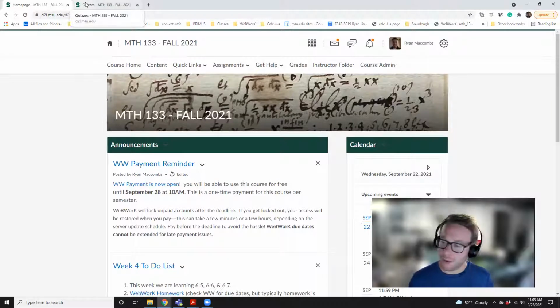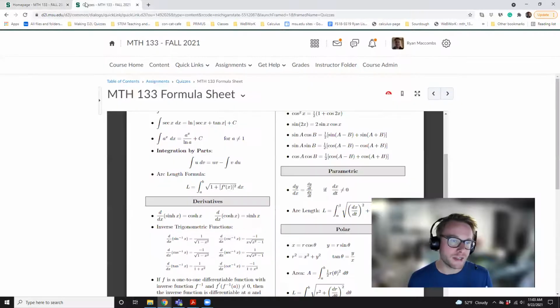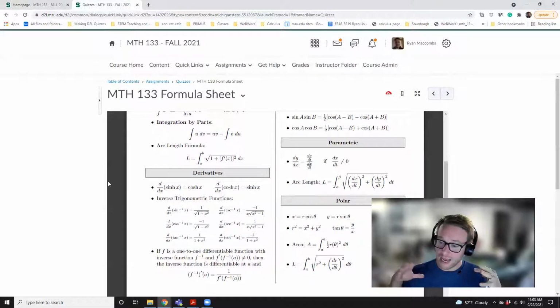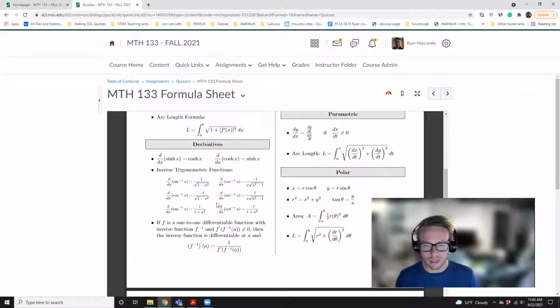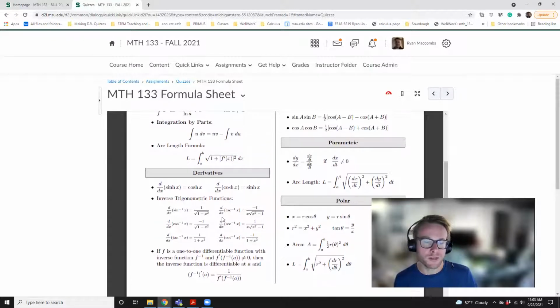The second thing is I wanted to talk a little bit about what shows up in the 6.6 section as far as what we see on our formula sheet. I have pulled up the formula sheet that we get on our quizzes and exams. 6.6 is all about inverse trigonometric functions. As we go throughout the semester, more of these formulas will become useful, up until the final exam where you'll be able to use any of them. Right now, the inverse trigonometric stuff is what 6.6 is all about.